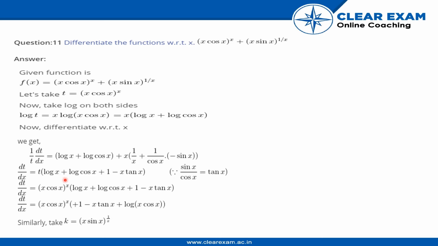Cross multiplying t on the other side, we get dt/dx equals (x cos x)^x into (log x plus log cos x plus 1 minus x tan x).